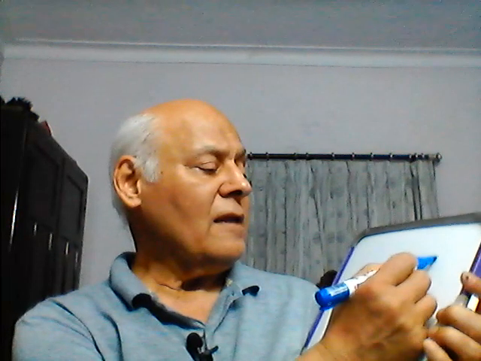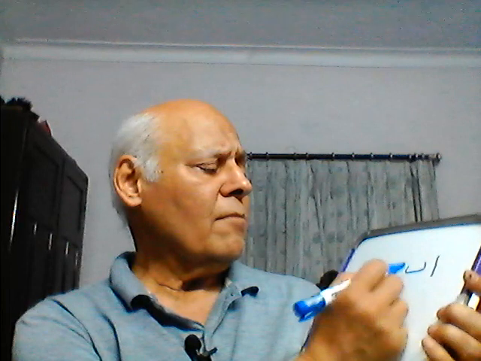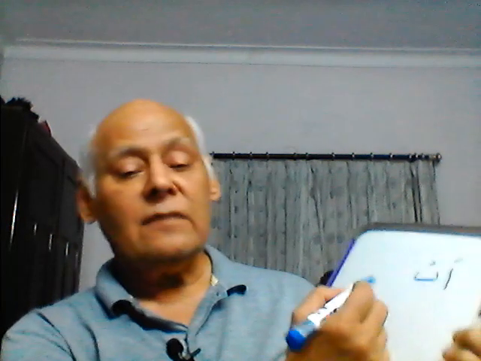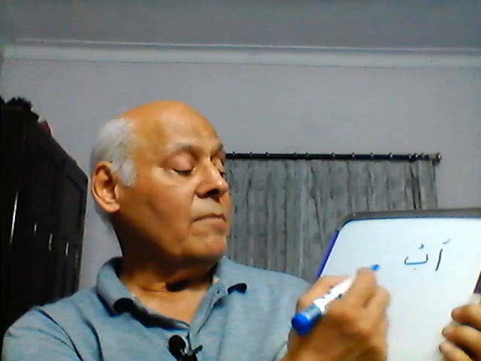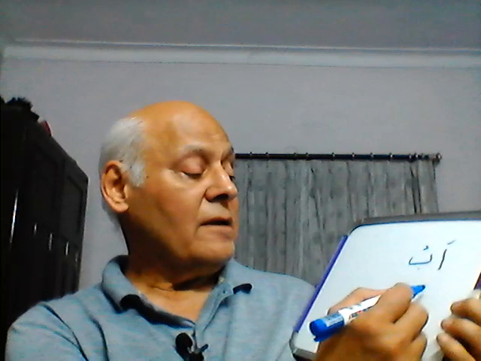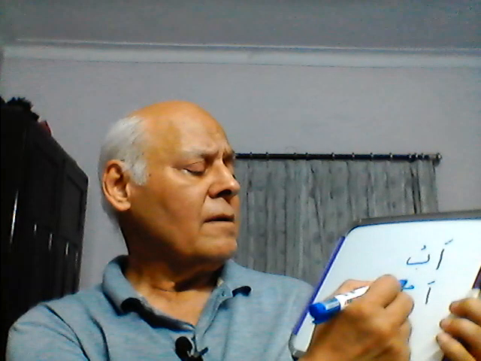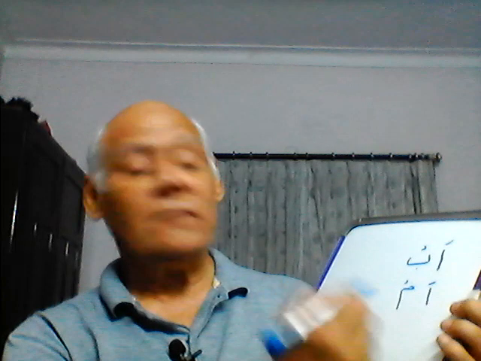Two or more letters can be combined either by long vowels or by short vowels. When alif and ba is joined with the help of fatha and sukoon, it makes it like this. Alif and ba. If we join it with this, it becomes ab. Ab means father. If we join alif with meem, it becomes am, which means mother.